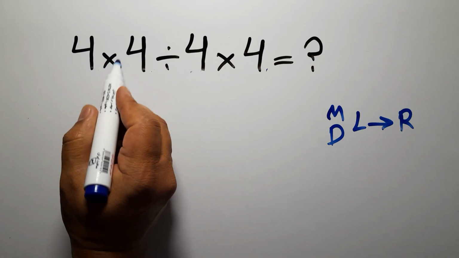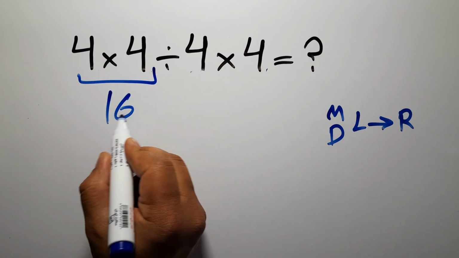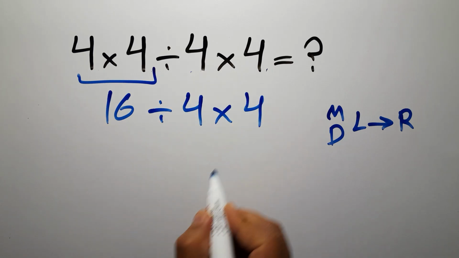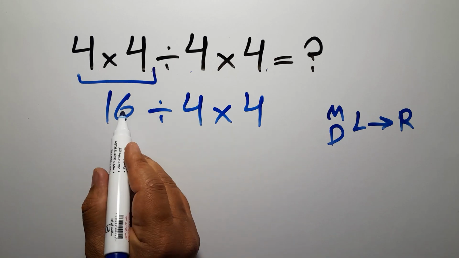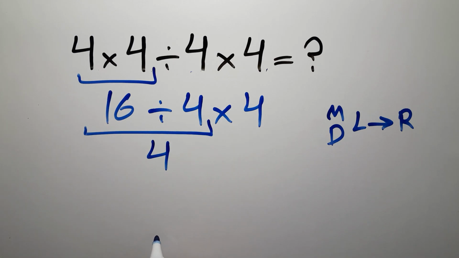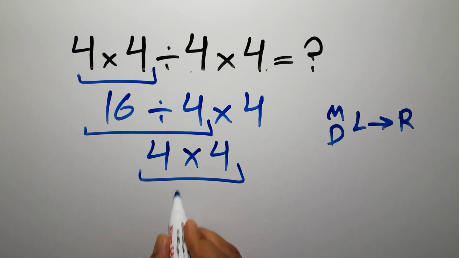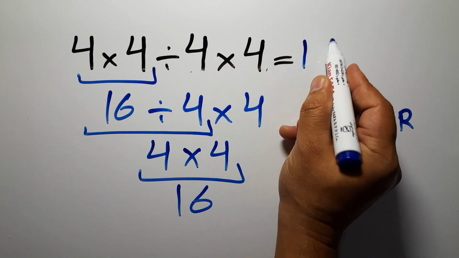So first this multiplication, 4 times 4 gives us 16. So 16 divided by 4, then times 4. Now we have to do this division, not this multiplication. 16 divided by 4 gives us just 4. So 4 times 4, which gives us 16. And this is our final answer to this problem. The correct answer is 16.